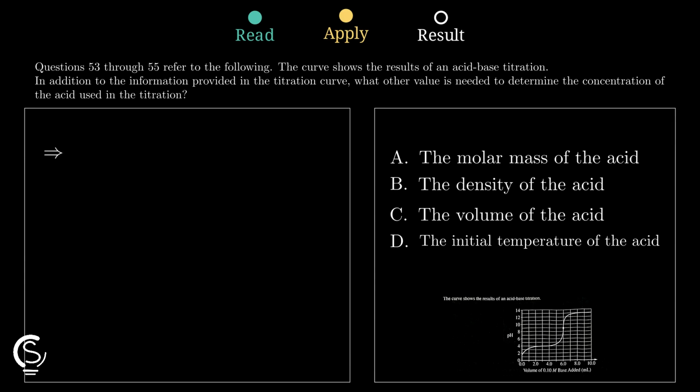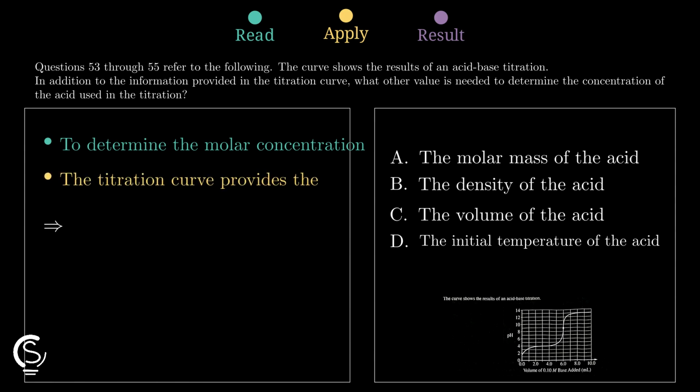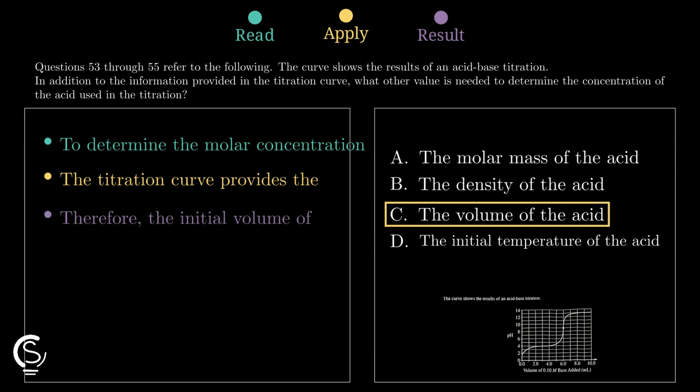The provided curve shows us the volume of base used and the pH changes. However, concentration is moles divided by volume, so we still need the starting amount of the acid. Without the initial acid volume, we cannot solve for molarity. Therefore, the acid volume is the essential missing piece of information.